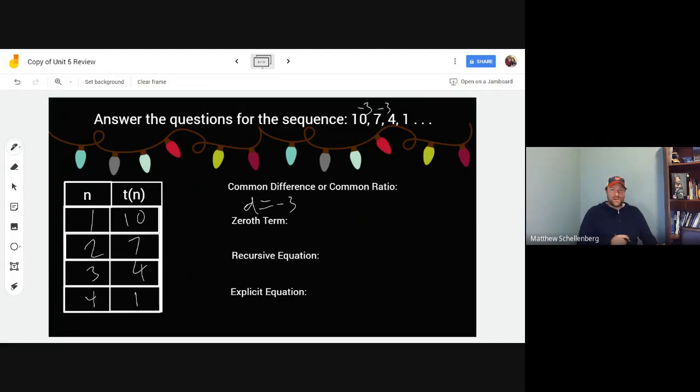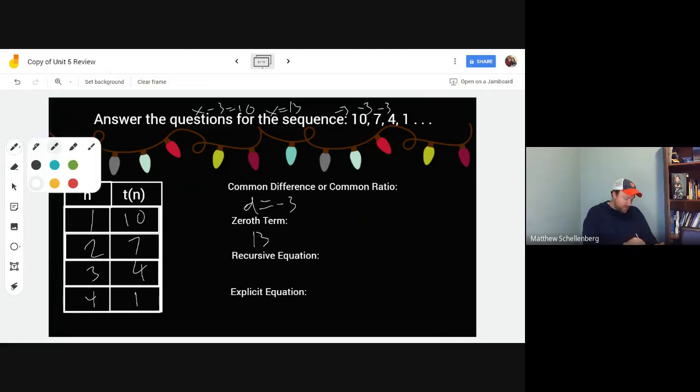The 0th term. Well, what do you mean 0th term? There's no such thing as 0th term. Well, what comes before the first term? Well, nothing comes before the first term. And you're right. But hypothetically, if there were a number before the 10, what would it be? Well, something minus 3 is 10, right? x minus 3 is 10. That means that x is 13. So the 0th term would be 13.